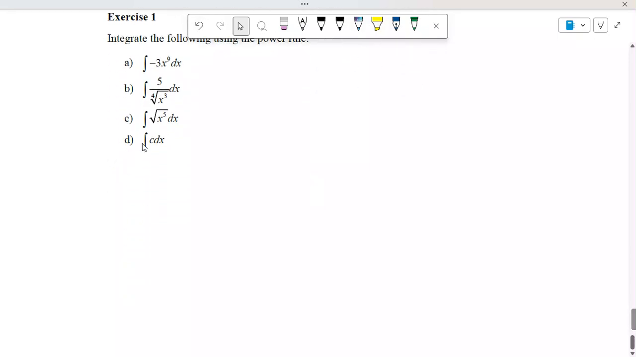Let's go to part B. I posted the lesson on indices. You just need to revise some rules of indices.